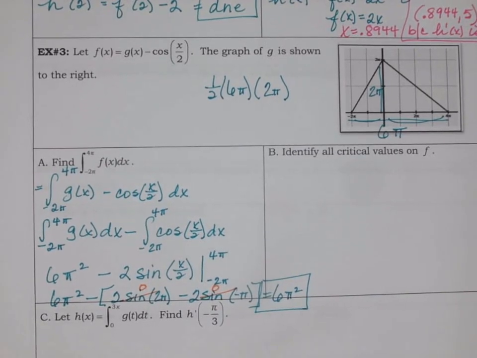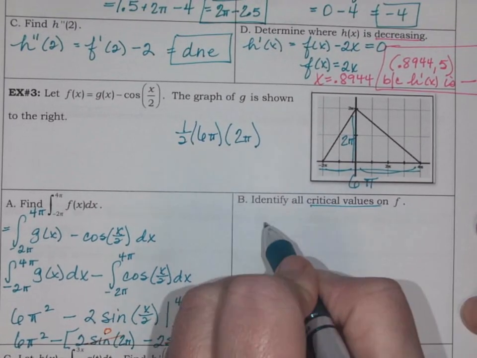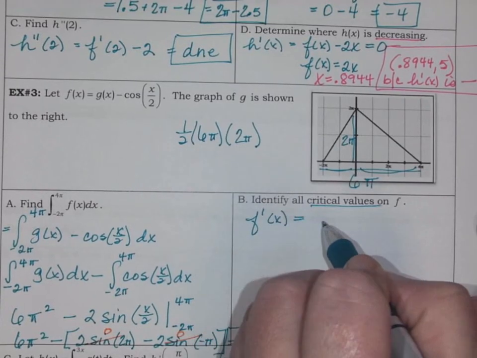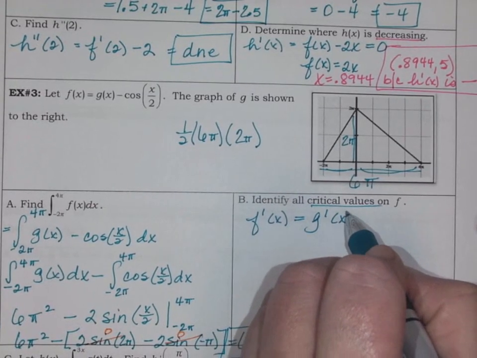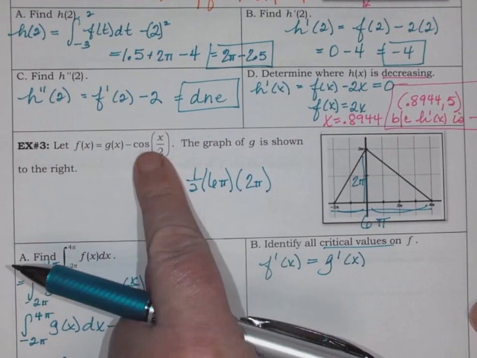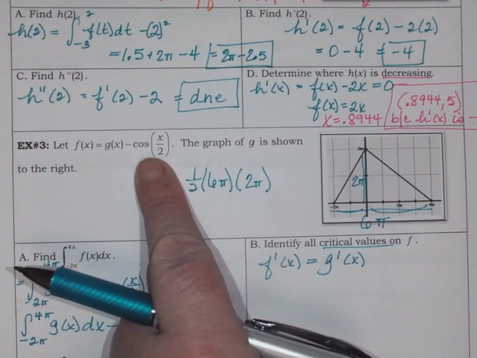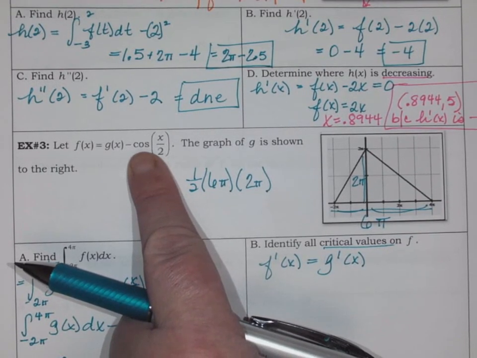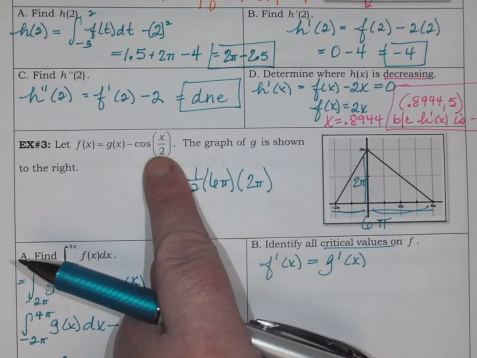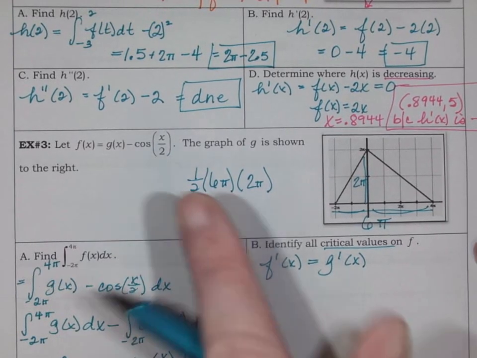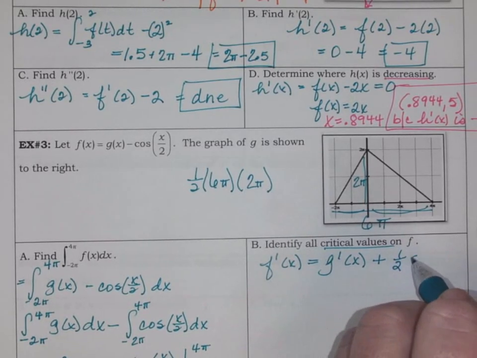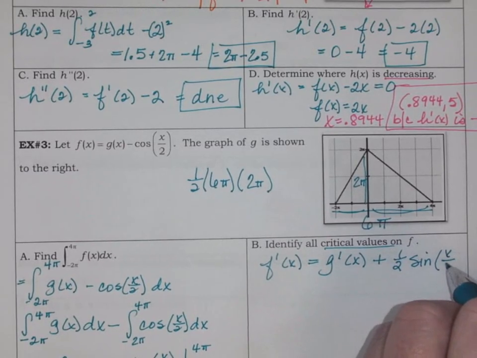Okay. All right, identify all critical values on f. So what we want, our critical values, is when f prime of x is equal to 0. So f prime of x is going to be g prime of x. Taking the derivative of that, now we need to take the derivative of negative cosine of x over 2. Since we're taking the derivative, cosine goes to negative sine, and we pull the coefficient out front, not the reciprocal, the exact coefficient. So it'll change to 1/2 plus 1/2 sine of x over 2.